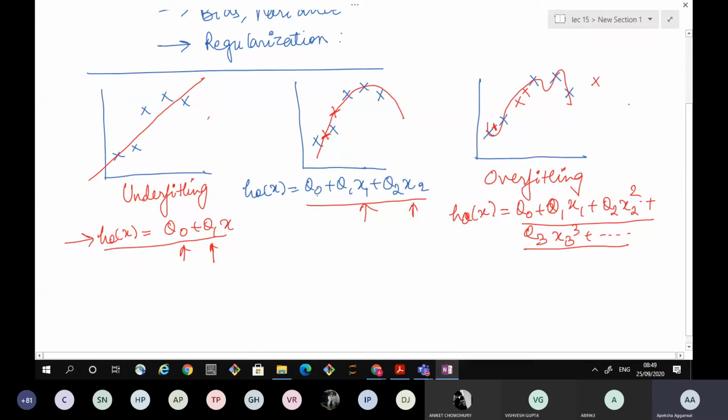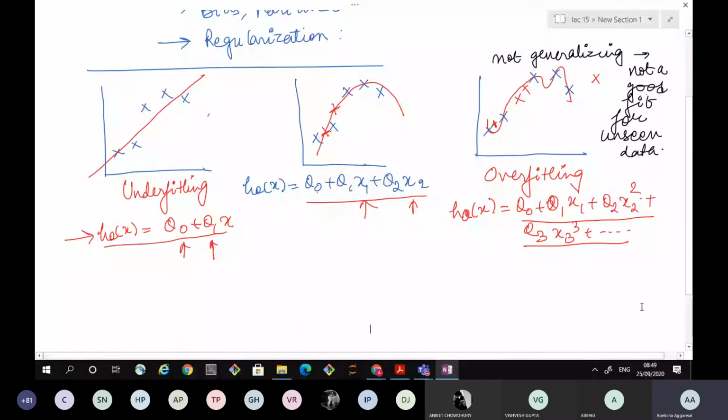Or I can also write this over here: not generalizing well, or we can say that it is not a good fit for test data or unseen data that we have not seen yet. So this is called overfitting. Okay, simply this is called overfitting. Now when does overfitting occur in our model?